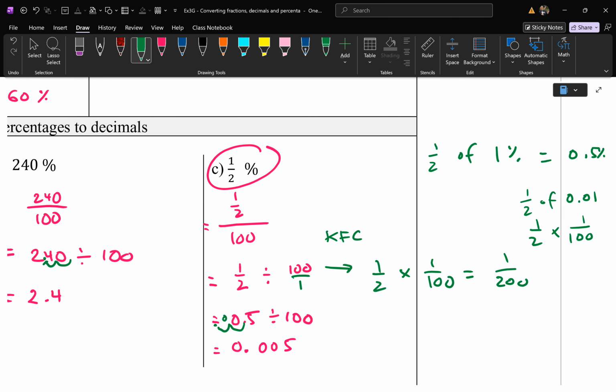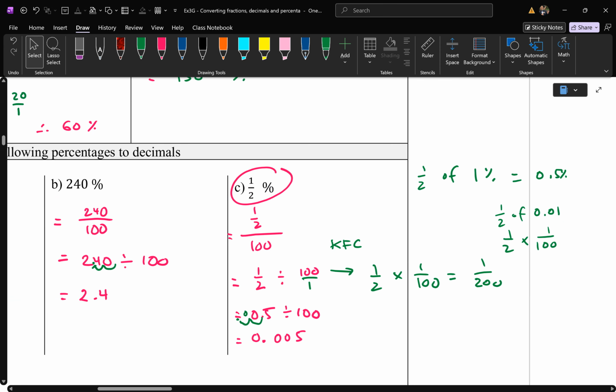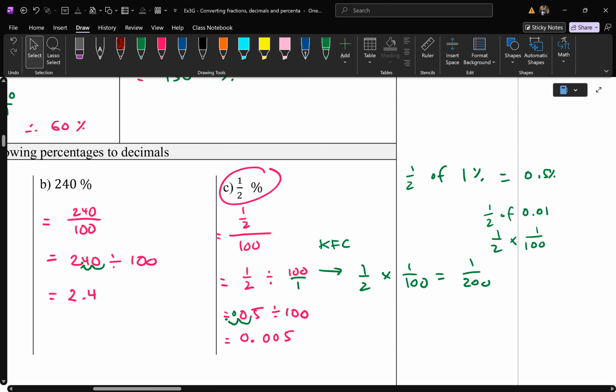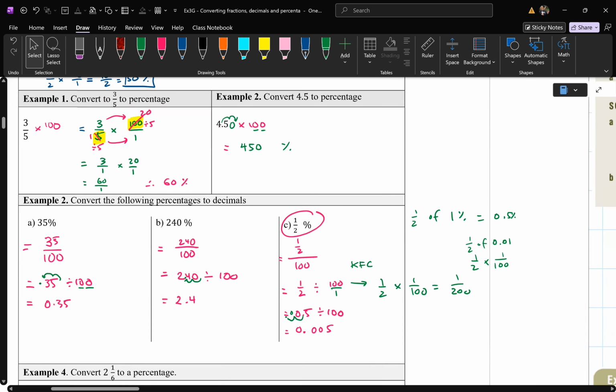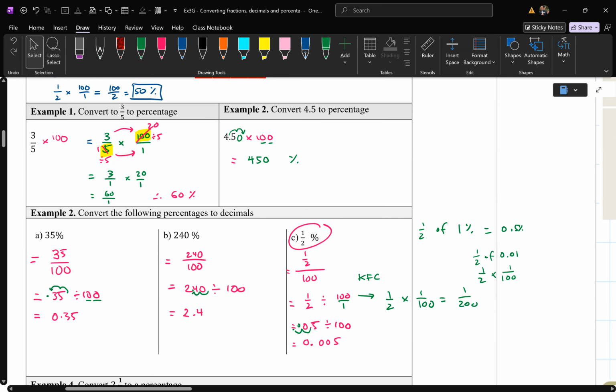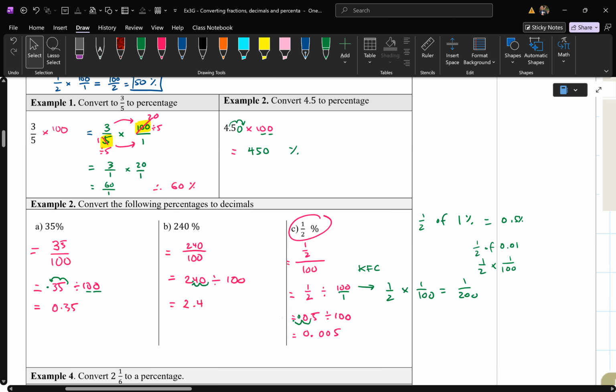I just heard him say 0.5. So if he said 0.5%, then that's correct. But then 0.5% just means this. Yeah. All right. But that's a common mistake, as you can see why, because of that 0.5 and that half.